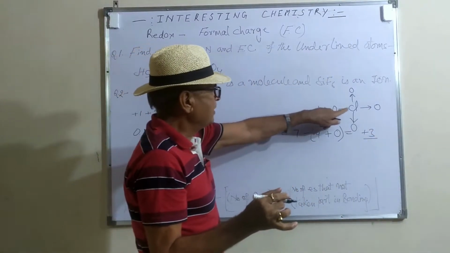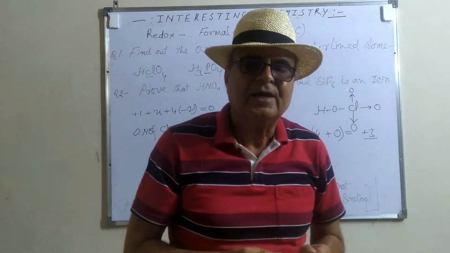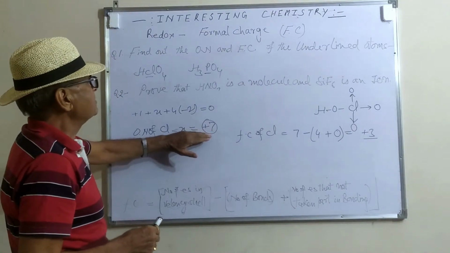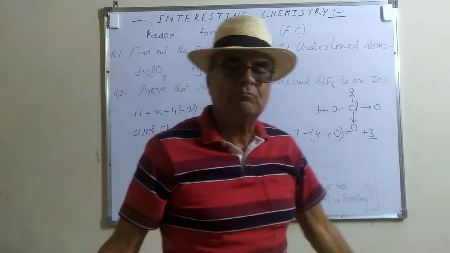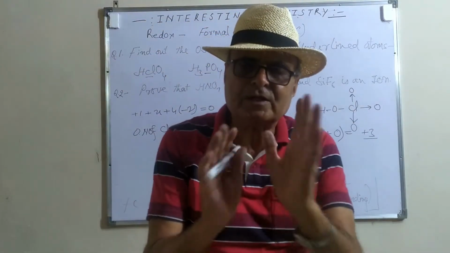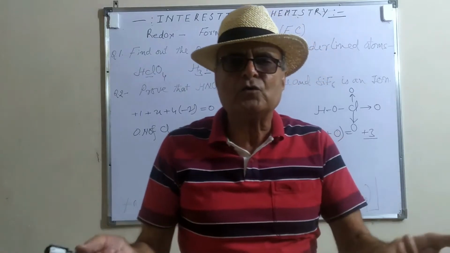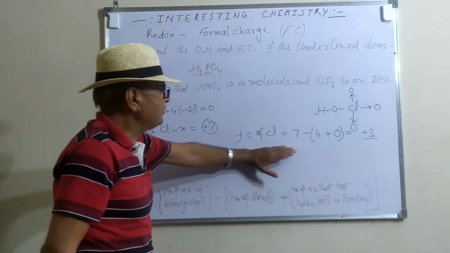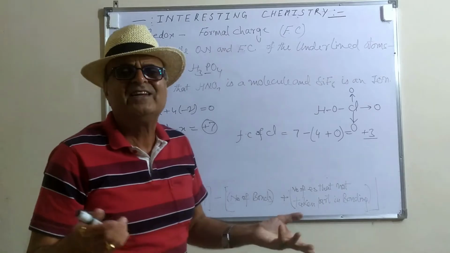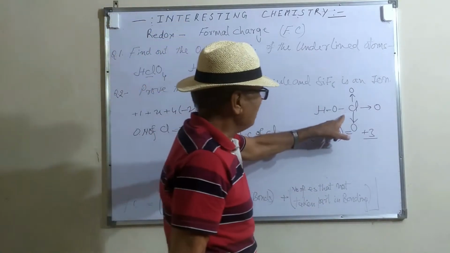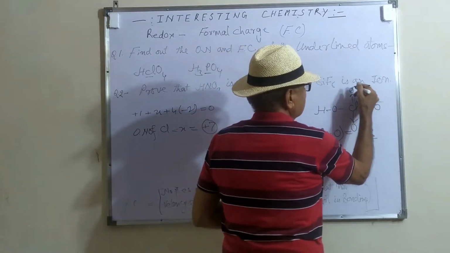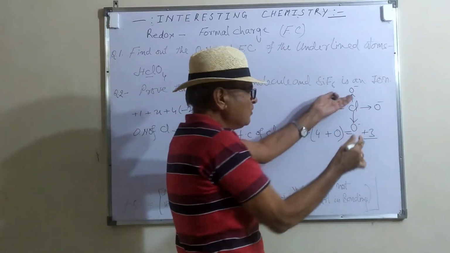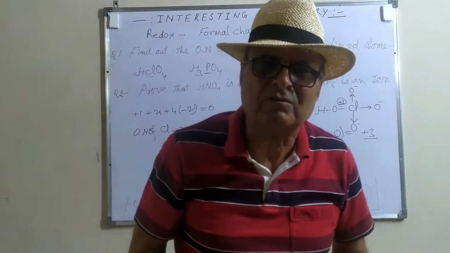So in this structure, the formal charge of chlorine is plus 3, and the oxidation number is plus 7. So oxidation number and Fc are different things. Never be confused that Fc and oxidation number are similar; both are different. I have told you with examples here. My last point: there are 3 coordinate bonds. You can write here minus, minus, minus. There are 3 minus, and here there are 3 plus, because chlorine has 3 coordinate bonds.